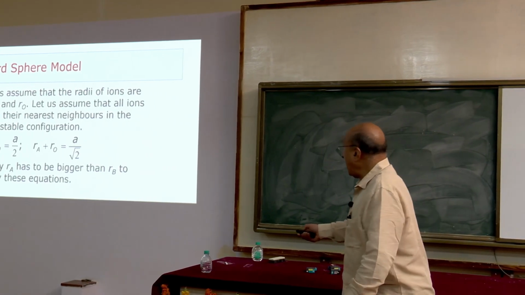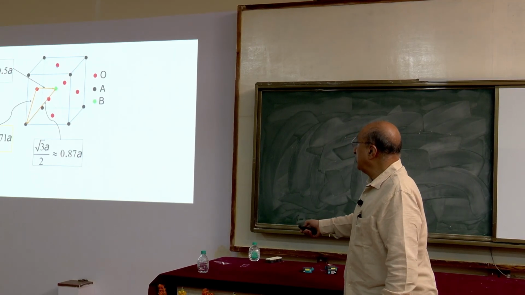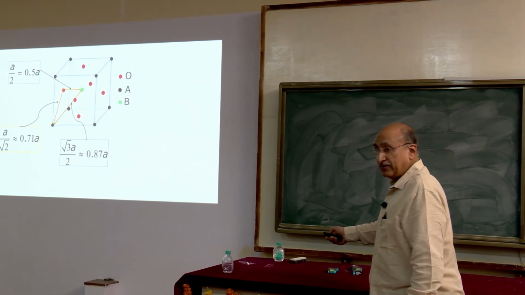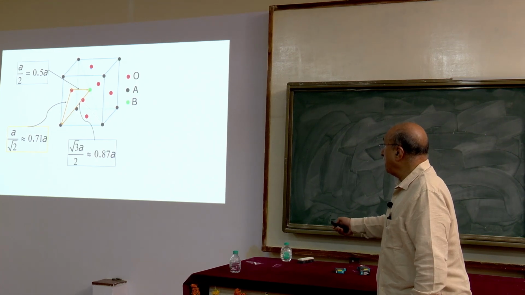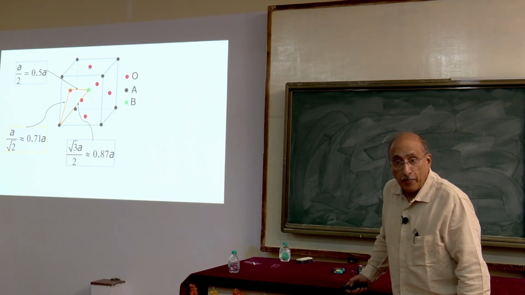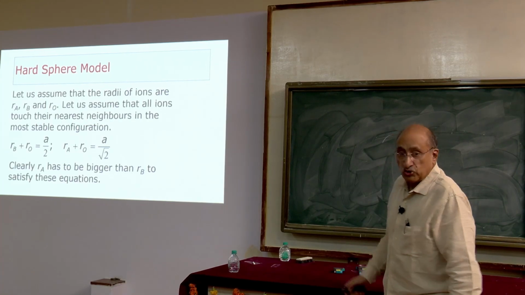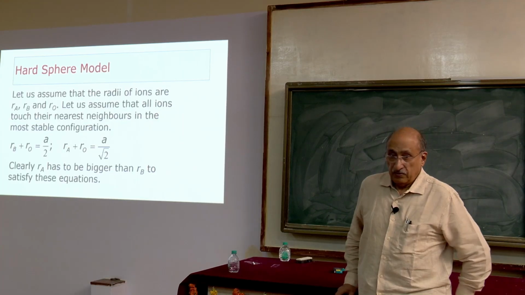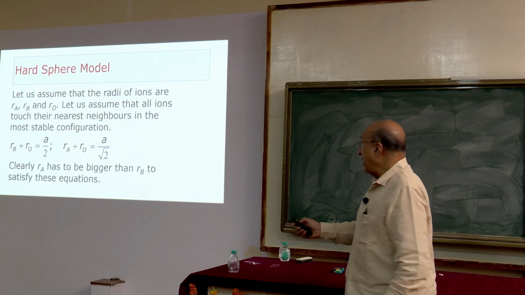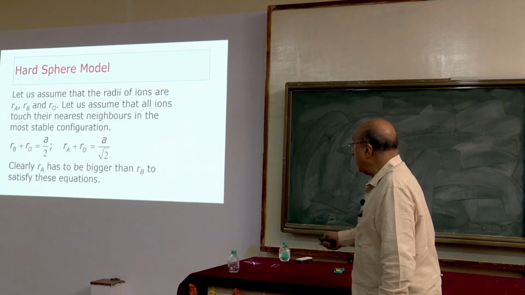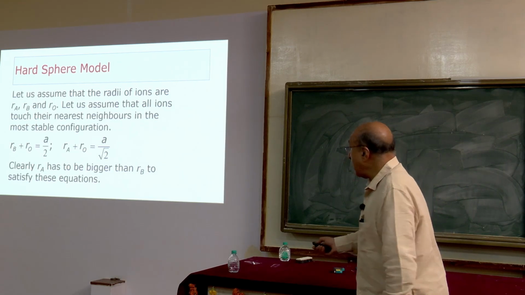Then Ra and Ro. This is A and this is O. If this is also touching this, then the radius of A plus the radius of O should be equal to A by root 2. So Ra plus Ro is equal to A by root 2. This is under the stable configuration. And remember, Ro is common, then A by 2 has to be larger than Rb.